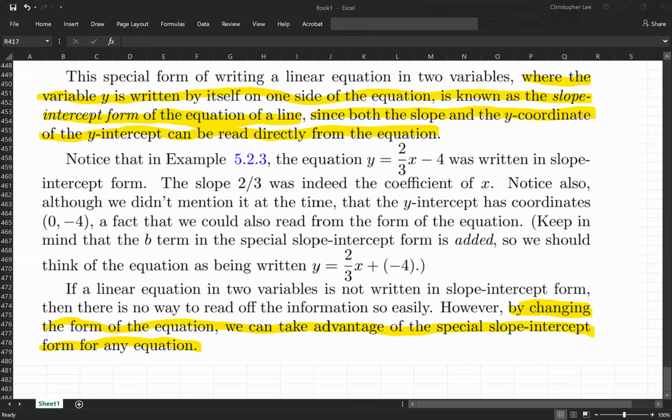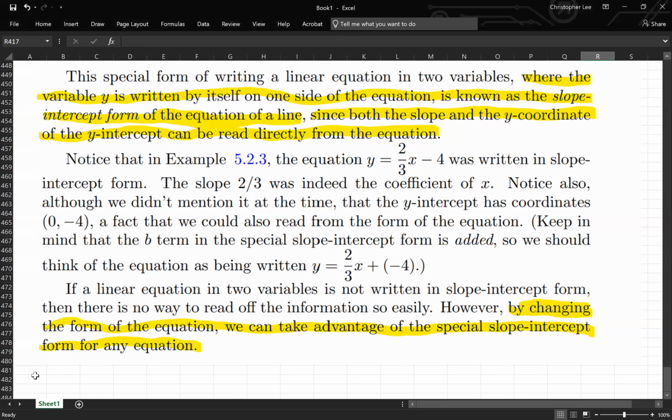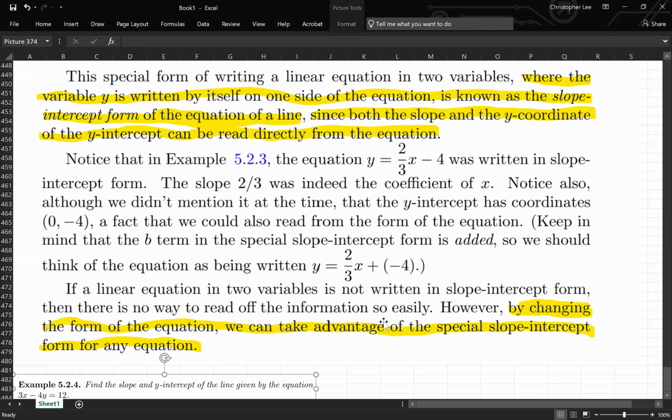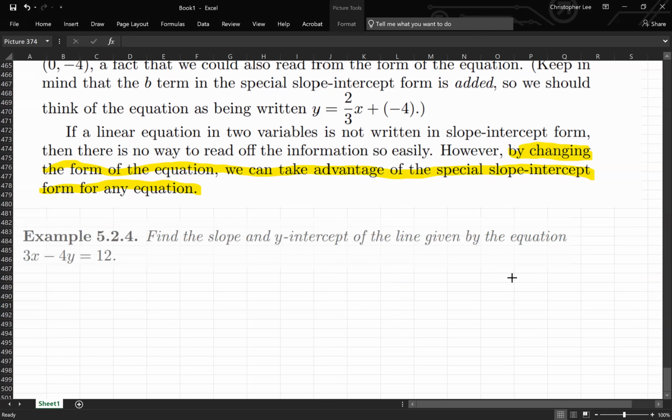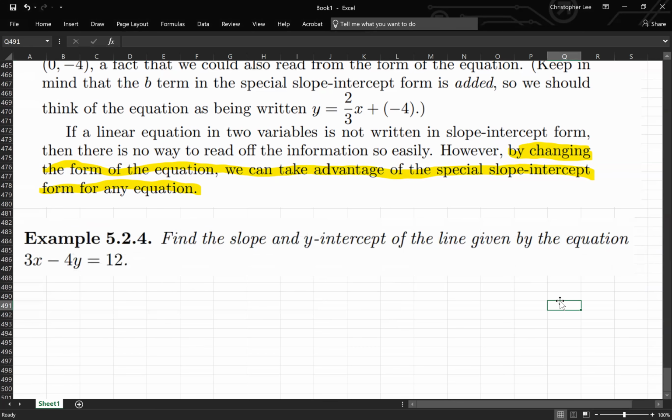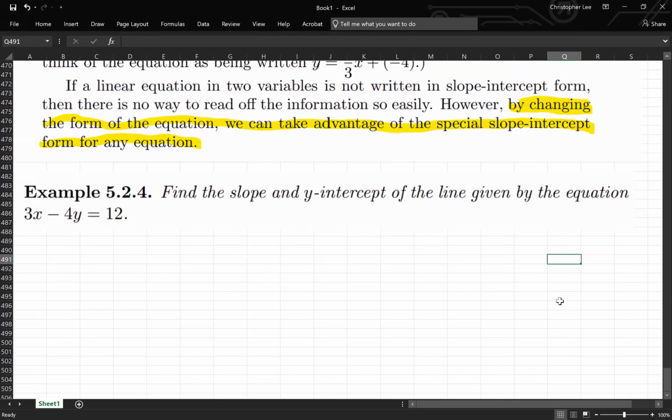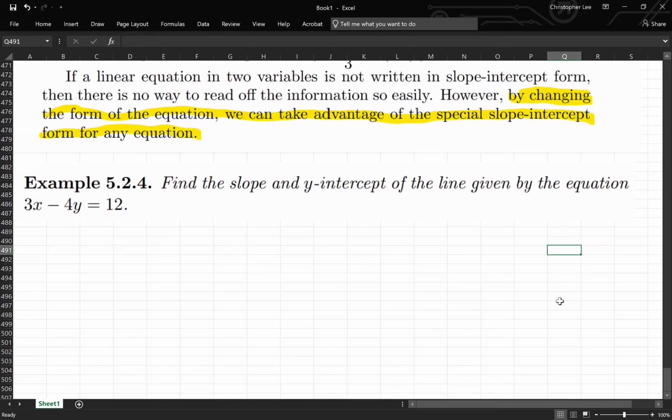You guys try this one. All right, try that out. So I want the y-intercept form of the line. Long story short, solve for y. And then I want the slope of that line.